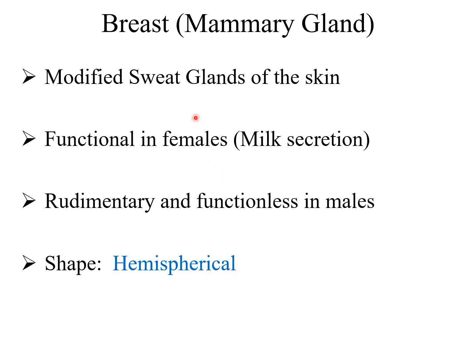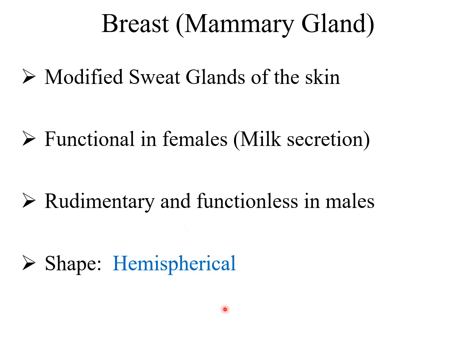So we will start with breast or mammary glands. They are modified sweat glands of the skin, or we can say modification from the skin. As already we have discussed, when we say a term gland, it means that we are talking about a structure or epithelium which is the invagination from the skin to the underlying connective tissue. So breasts are actually mammary glands. They are part of skin or developed from skin. Functional in females for milk secretion and rudimentary and functionless in males.